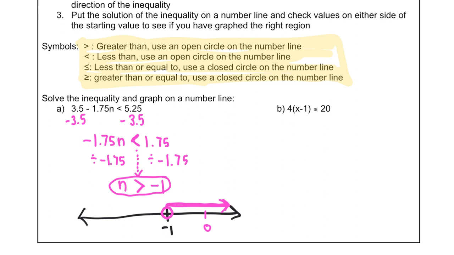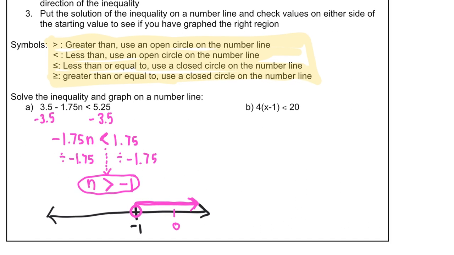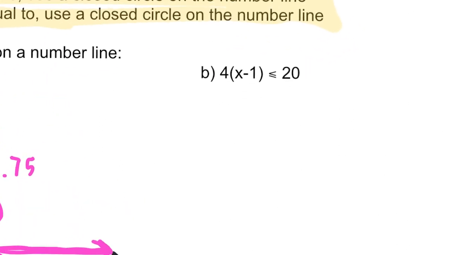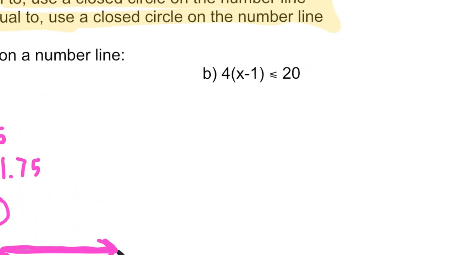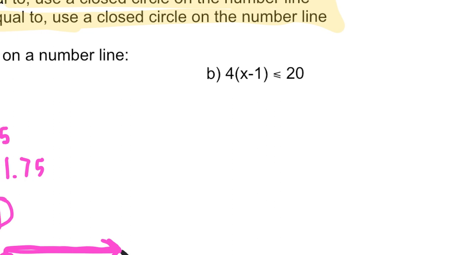If we were going to try the other problem, we've got 4x minus 1 is less than or equal to 20. So I'm going to solve this like it were an equation. I'm going to divide both sides by the 4 to get rid of the parentheses. And since that is a positive 4, we do not need to change the direction of the inequality. Then we add 1 to both sides like we were solving a regular equation, and I get x is less than or equal to 6.